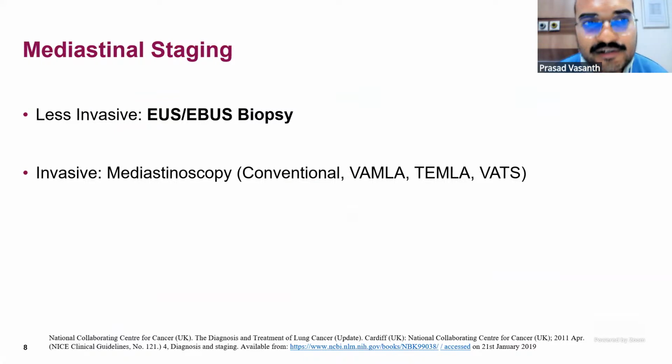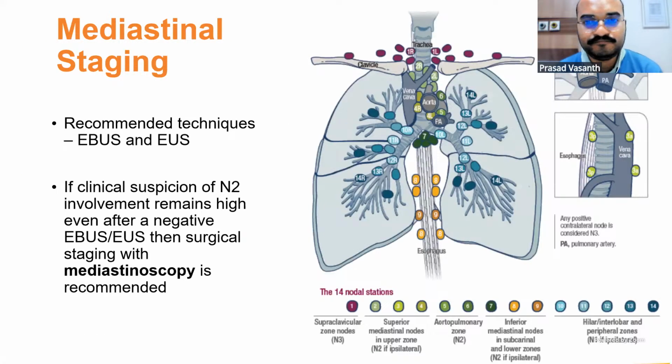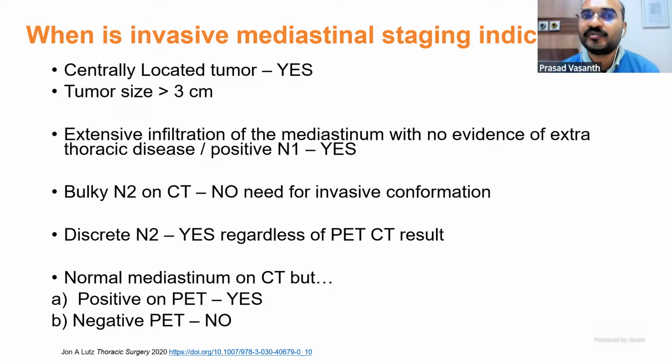So to detect occult N2 metastasis, what are the staging approaches? There are less invasive approaches like EBUS and endoscopic ultrasonography, and more invasive approaches like mediastinoscopy, which can be conventional or video assisted mediastinal lymphadenectomy, or VATS. Routinely EBUS is recommended because it is less invasive. If there is clinical suspicion of N2 involvement even after negative EBUS, surgical staging with mediastinoscopy is recommended. For centrally located tumors and tumors more than 3 centimeter, and for patients with extensive infiltration of the mediastinum without extrathoracic disease or positive N1, and patients who harbor bulky N2 on CT scan might not undergo invasive confirmation.